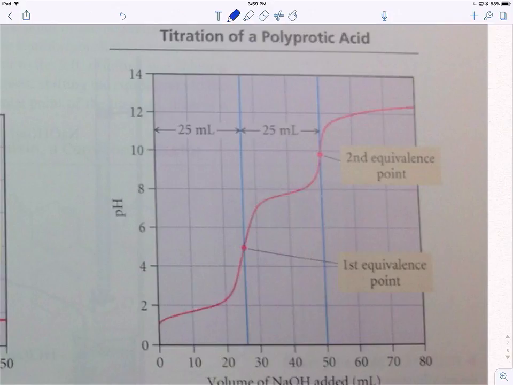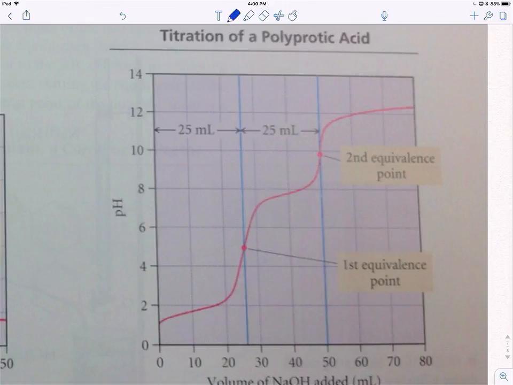So this one here, like the weak acids, you have the initial jump up. Then you have a buffer zone. There's an equivalency point. And then there's another buffer zone. There's an equivalency point that goes on. So this first equivalency point is where you have just HSO3 minus. And the second equivalency point is where you have SO3 2 minus.